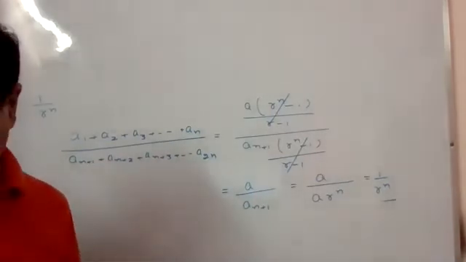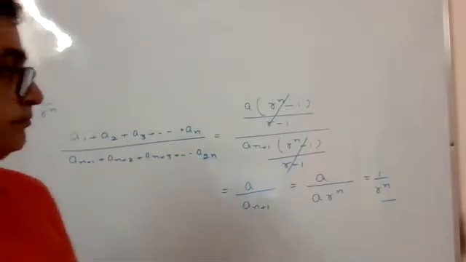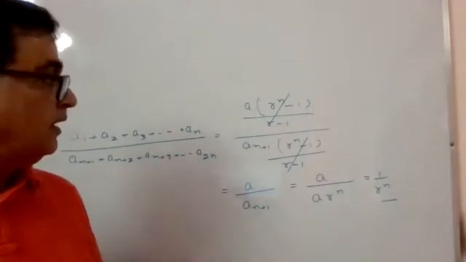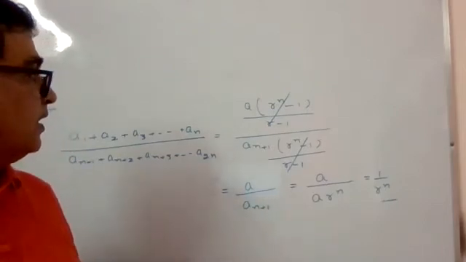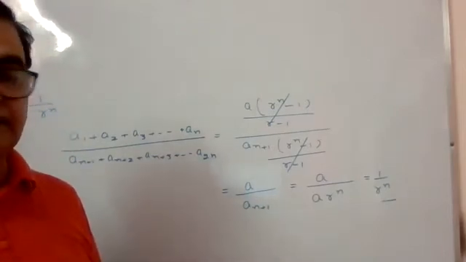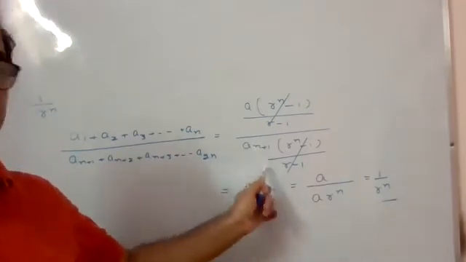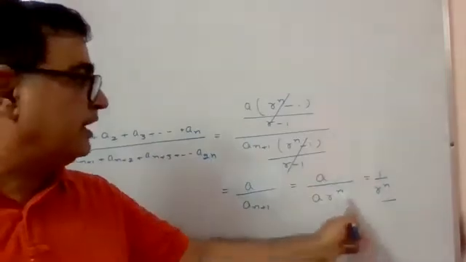Next question. Yes. Sir, we calculate the nth term by a r power n minus 1. Yes, so here we have a(n+1), so a r power (n plus 1 minus 1), so it will come a r power n only.